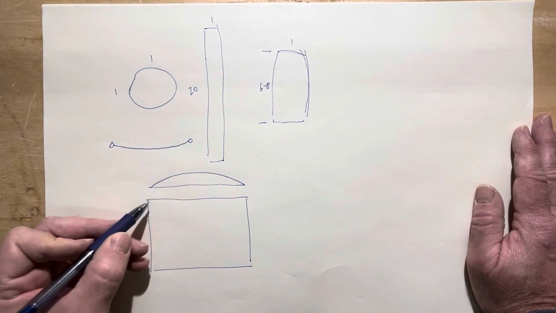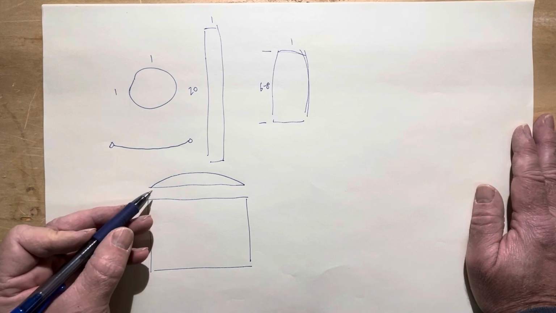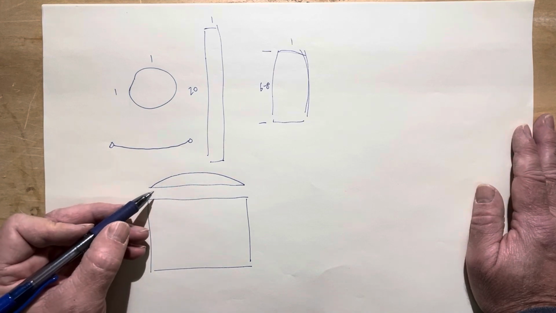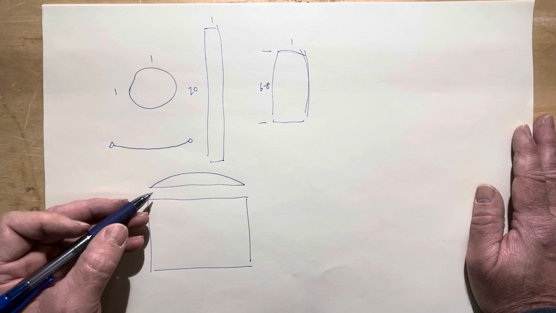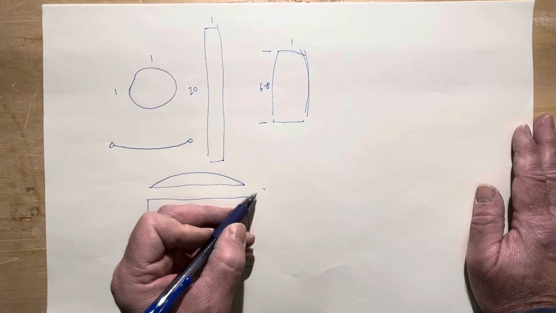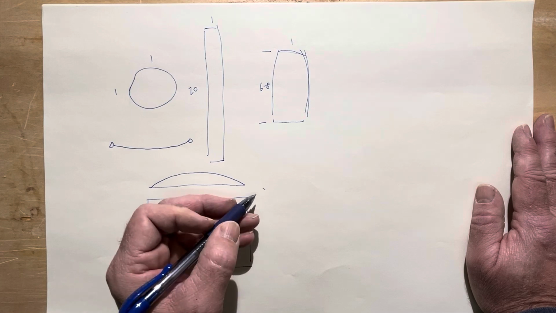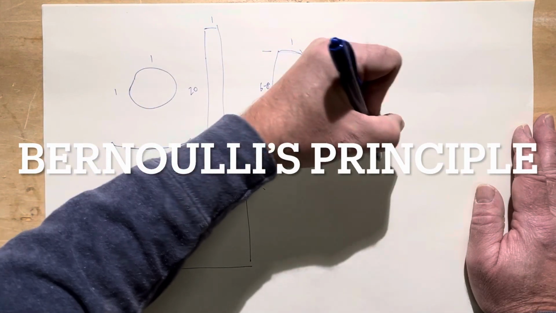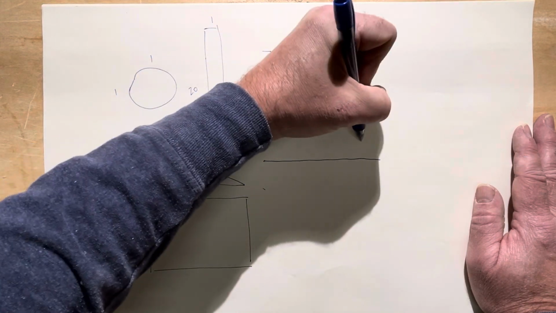Now, what is wrong with this shape? This shape is really good for going downwind, but when you're at an acute angle and you're going fast, this shape is not very good for a sail because of the Bernoulli principle. Let's discuss that.